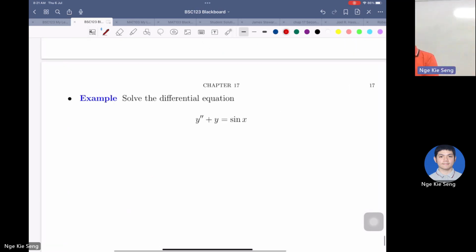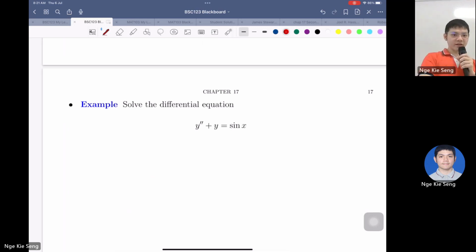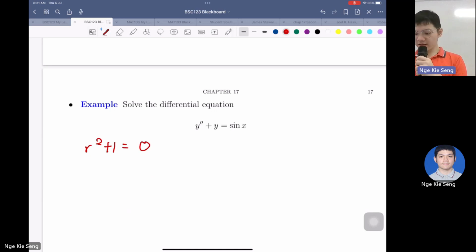Okay, try this one. So what's the solution to the homogeneous part? What's the characteristic equation you're looking at? Yeah, r squared plus 1 equals 0. But what solves this? This is a famous quadratic equation. This is the starting point of complex numbers. r squared plus 1 has no real root.